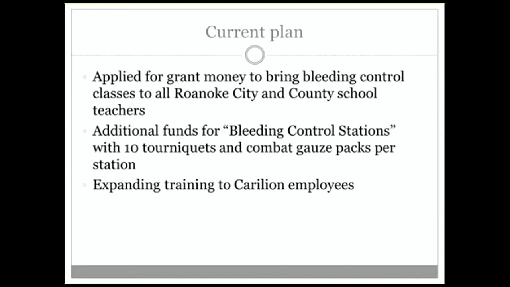A bleeding control station is essentially 10 individually packed tourniquets and combat gauze, gloves, and scissors, and then you can open the station and have 10 different kits which are rapidly deployable in the case of some uncontrolled bleeding. We would also like to expand this training into the Carilion system, particularly training Carilion employees who are not in the hospital and do not have a lot of trauma experience, to have some education and a bleeding control station in some of the outlying areas. I think that would be really helpful.